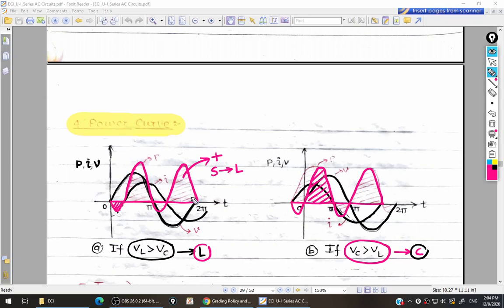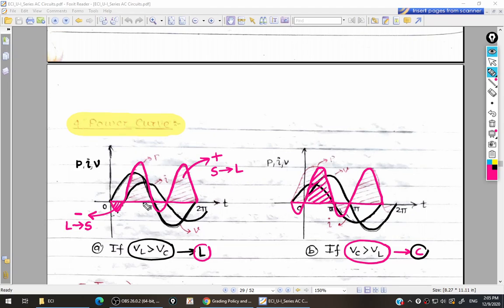And when your power curve is negative, what does this indicate? Whatever power is stored in the inductor and capacitor, and the inductor and capacitor are nothing but your load, that power stored in the load will be given back to the source. So negative power means power is returned by the load to the source. And when the power curve is positive, it means power is delivered from source towards load. So this is the meaning of the power curve.